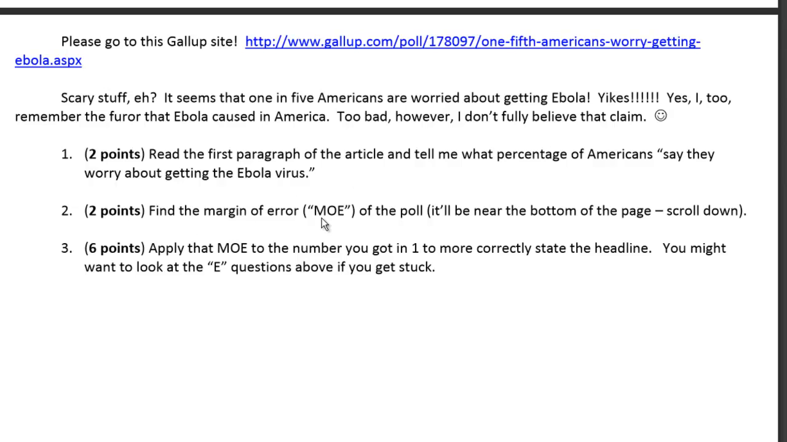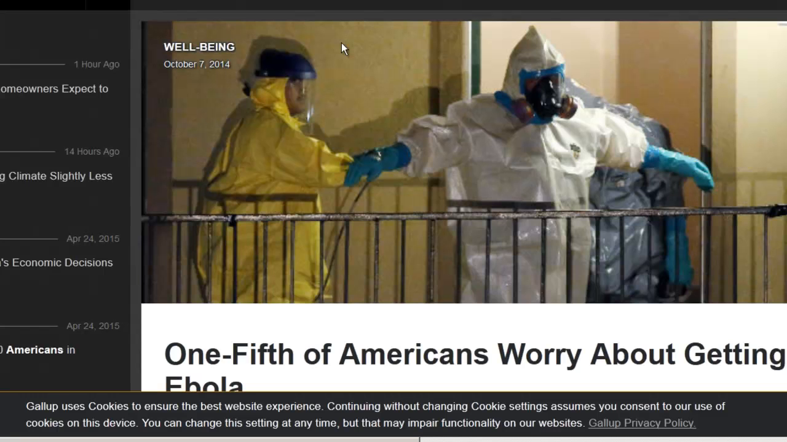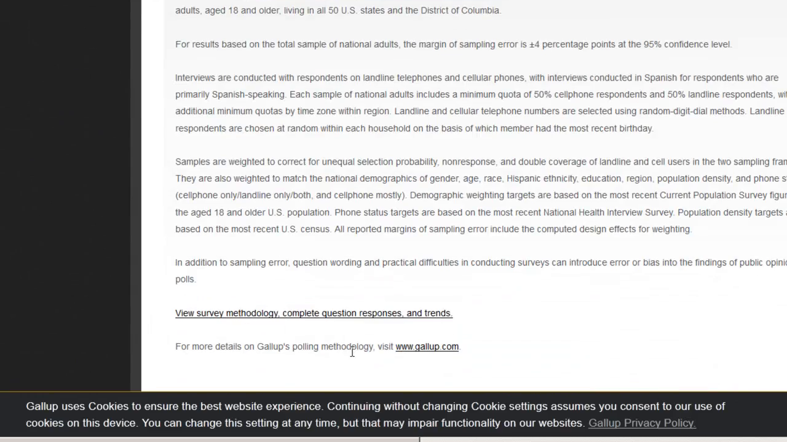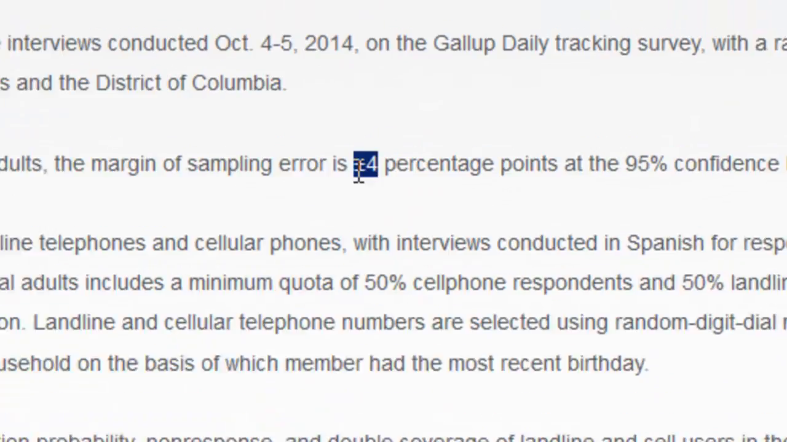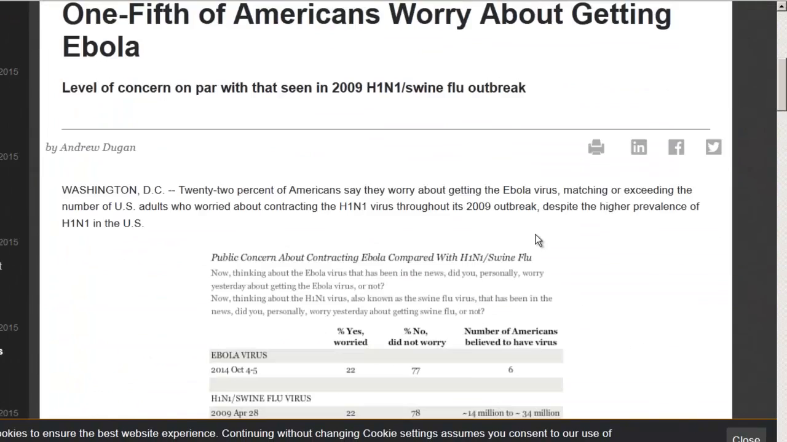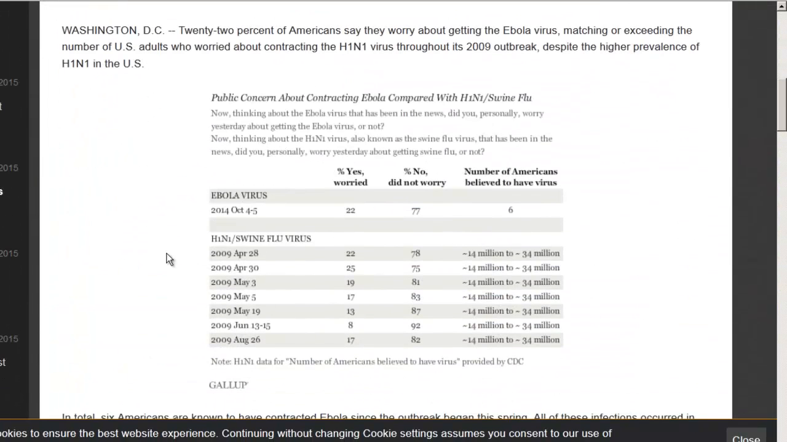22%. Find the margin of error. Okay, let's go back to that. Down near the bottom, the margin of error. Oh, right there. 4 percentage points, usually hidden near the bottom, as we talked about in class. Now, what we also talked about in class was the necessity of applying that to any percentage they give you in this article.